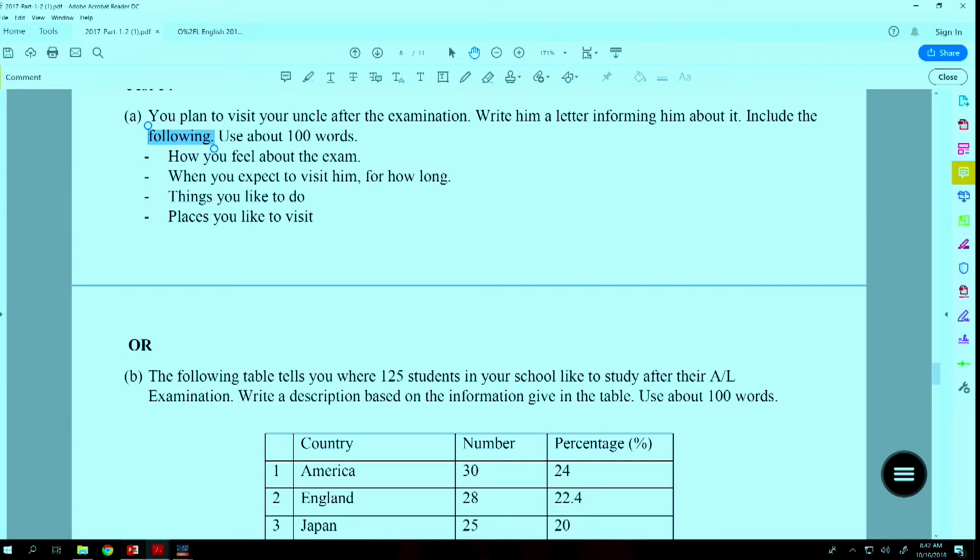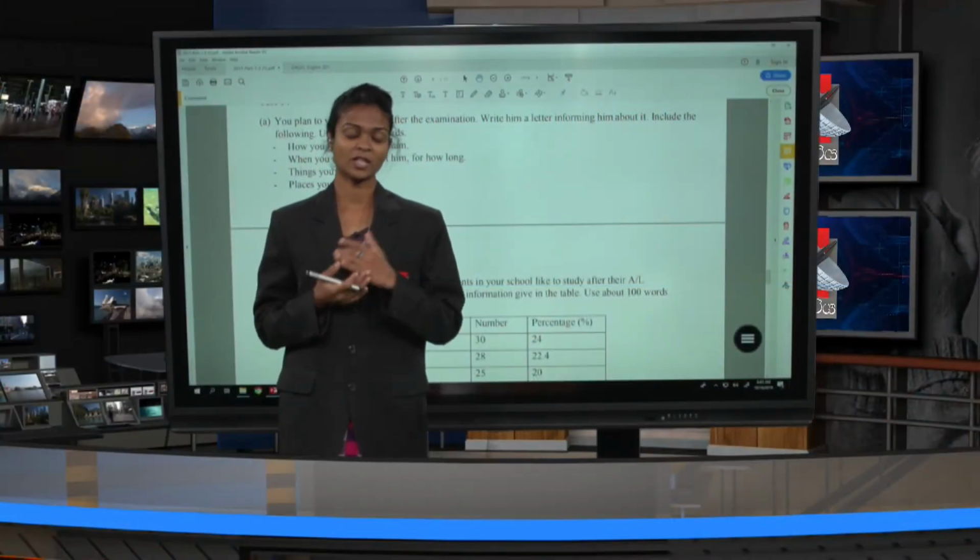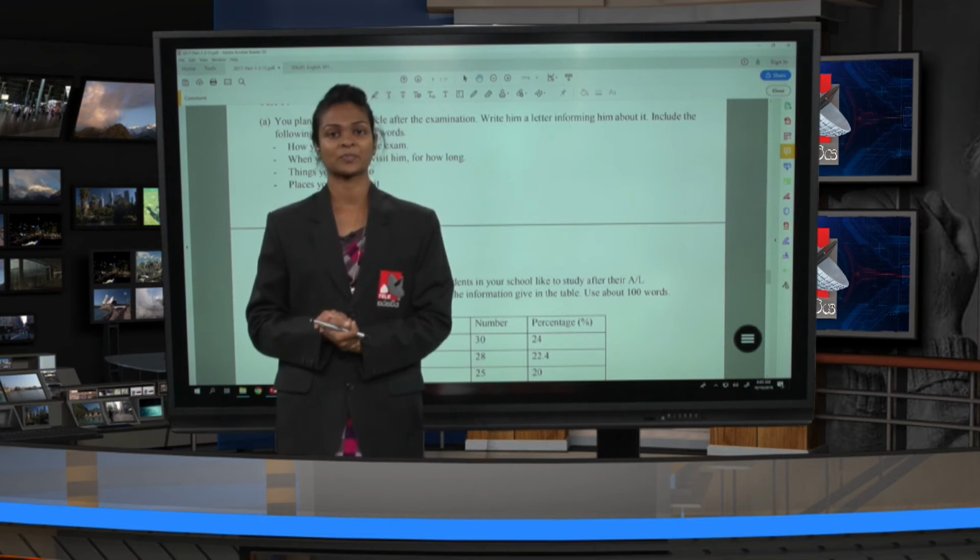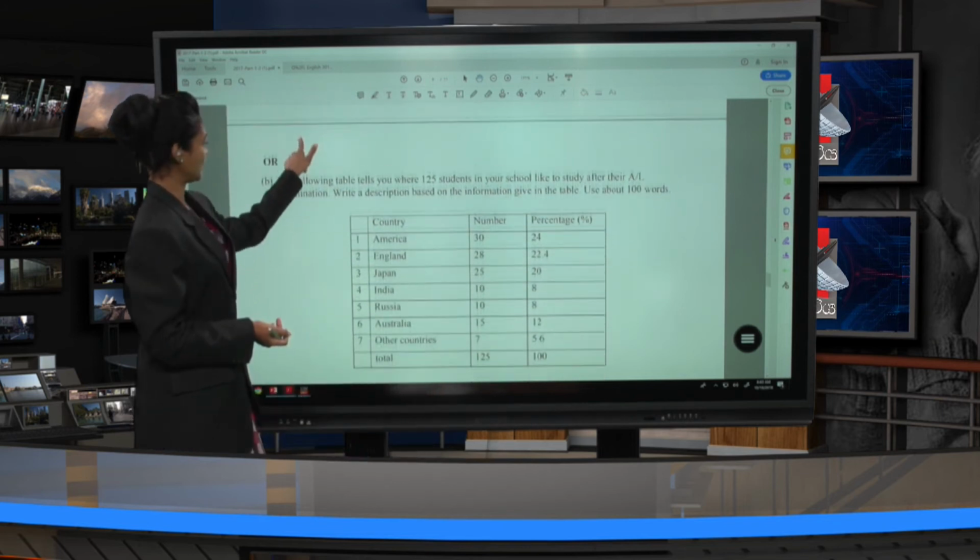Then you can say in the third point, things you like to do. What you can mention here? I have so many things to do there. I am planning to go to these places. Right? Then you can mention the places you like to visit. Likewise, I want to go to that ancient temple in your area. Like that. You can expand the letter by using these guidelines. Right. Then we will move to the next one.